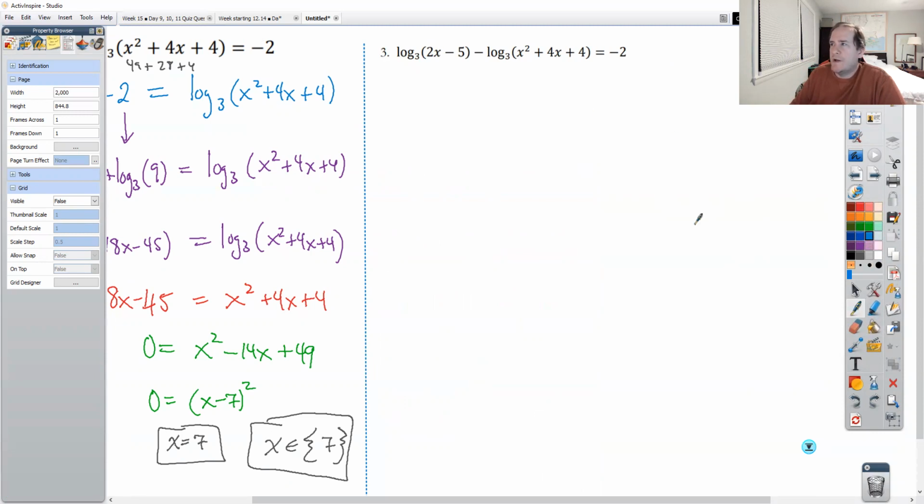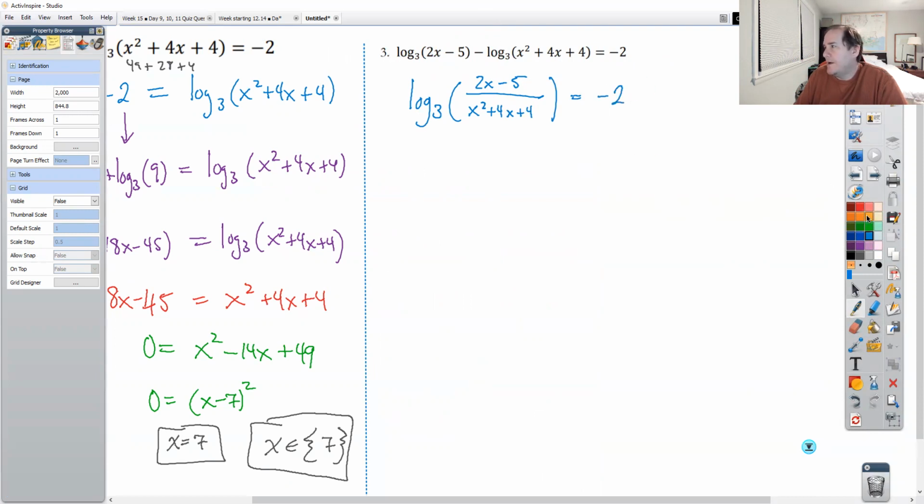So let's do it a different way. And by different way, just do it the way it was given instead of adding this to the other side and adding the 2 and farting around with it like that. Just go ahead and do what maybe is the more obvious thing. Take the 2x minus 5, put it in your numerator. It's quotient rule, so take the x squared plus 4x plus 4, put it in your denominator. Let the whole thing be equal to -2.